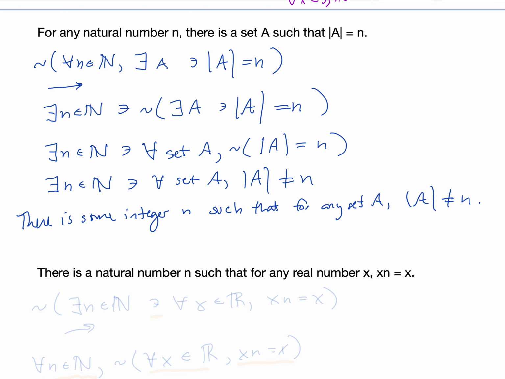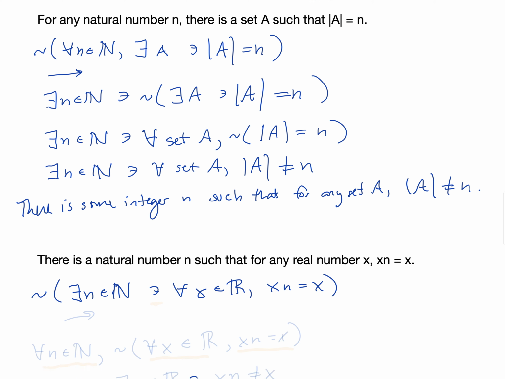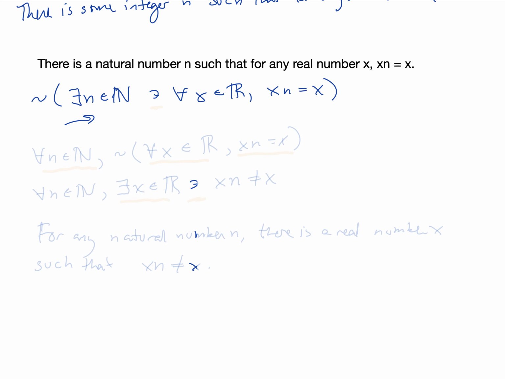All right, next we've got there is an integer n such that for any real number x, x times n is equal to x. So we're negating there is an n in the integers such that for any x in the real numbers, x times n is equal to x. That's what we're negating. So piece by piece, first to negate a there exists statement, that's a for all statement. So for any natural number n, negation of, now let's negate that next piece separately.